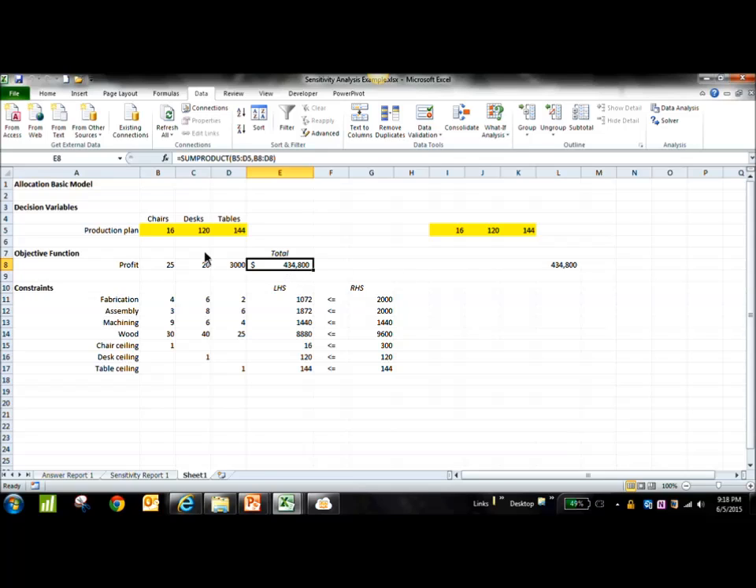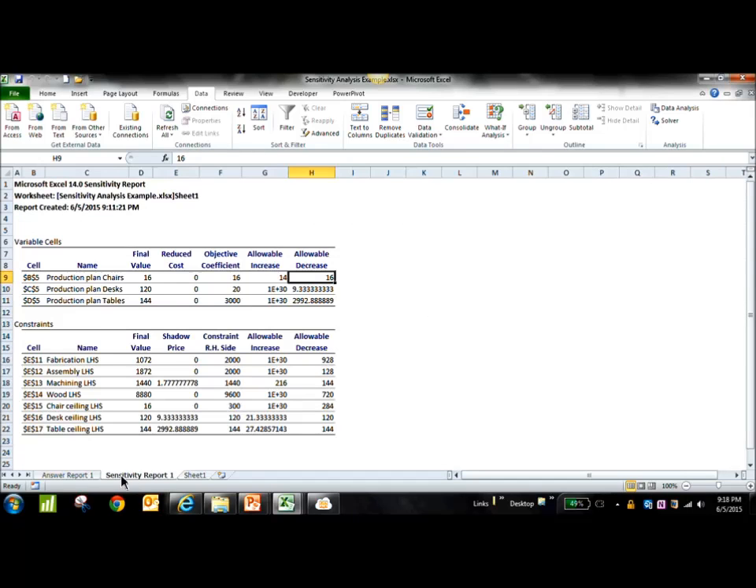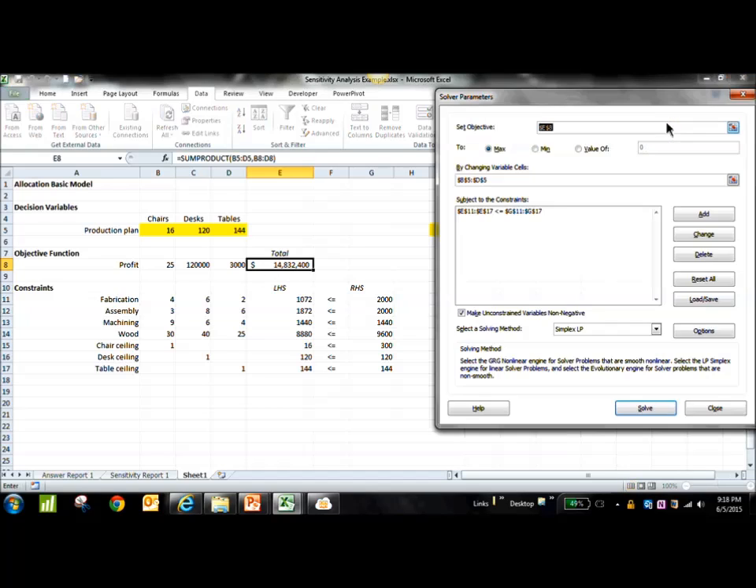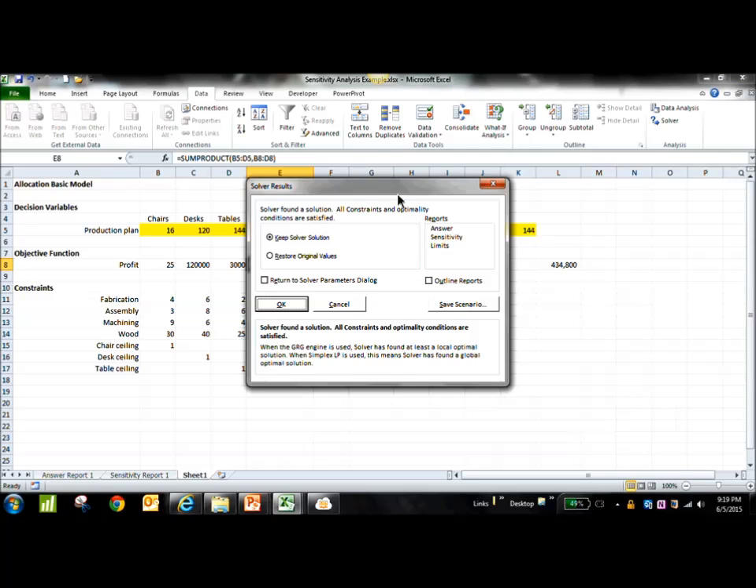Okay? Let me see if this is it. Okay. What is it saying about the second one? The second one, it says it can increase to infinity, and it will not change the production plan. Let's do that. Let's make this one 120,000. See what it did to the objective function? Let's see if it affects the production plan. Nothing.